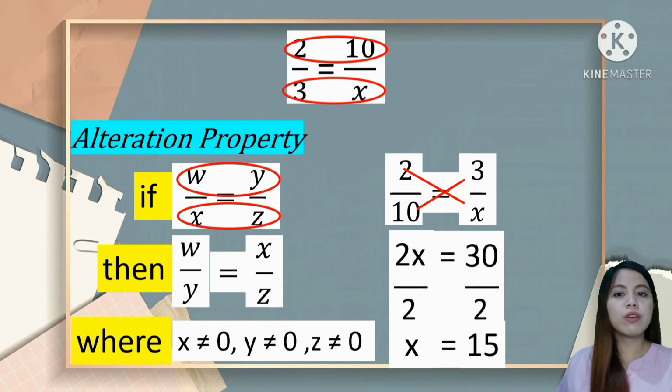Do you have any question regarding alternation property? None. Now, let us proceed with the third property, and let us see if X will become 15.